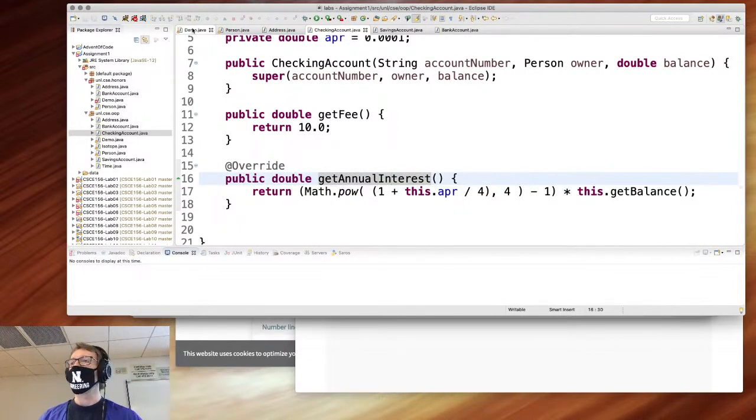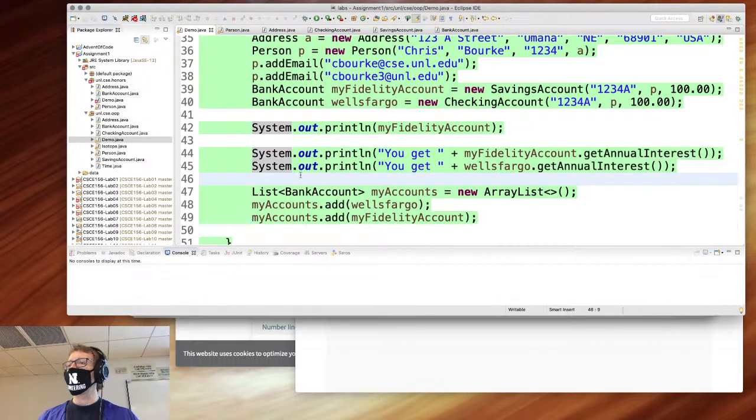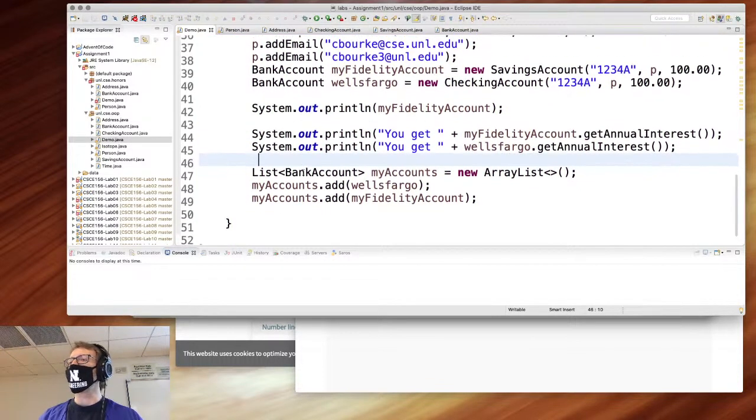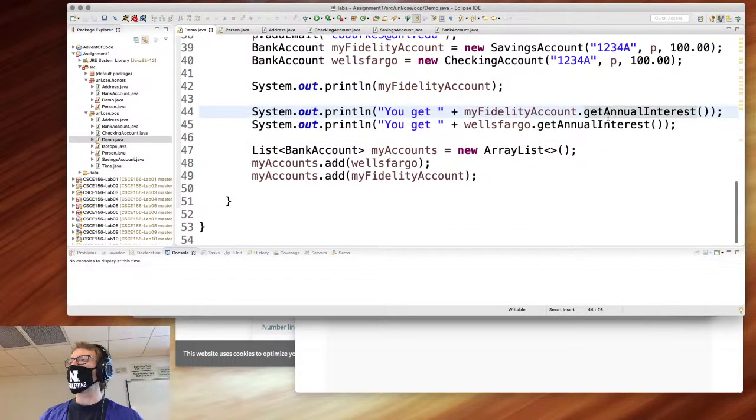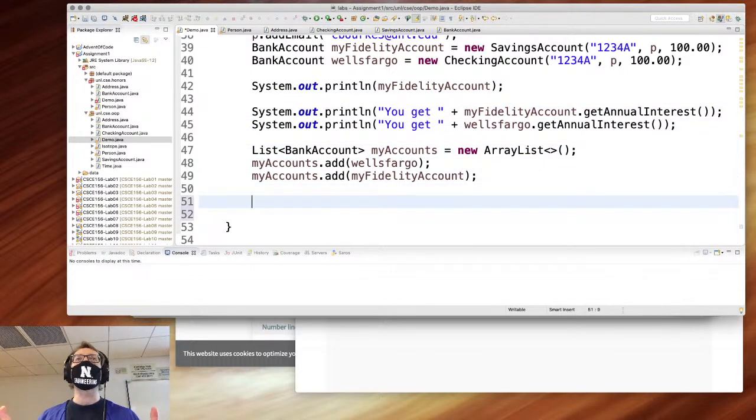All right? Let's go back over here to make a change. There we go. It goes away. Both of these have getAnnualInterest. That enables me to treat all bank accounts as interest-bearing accounts so that I can, say, make a report for each bank account in my accounts.